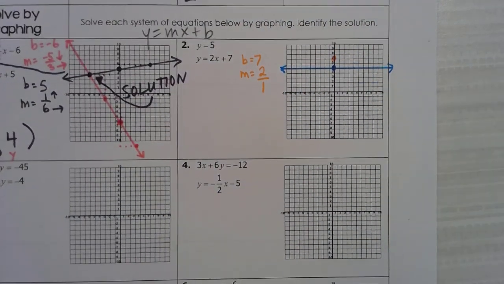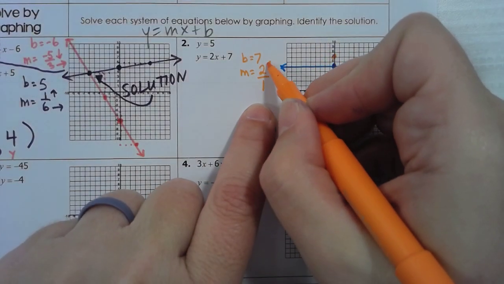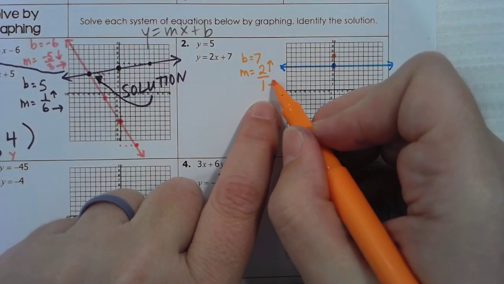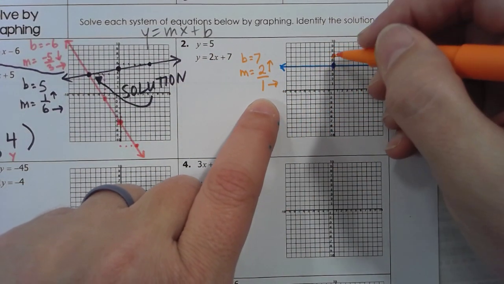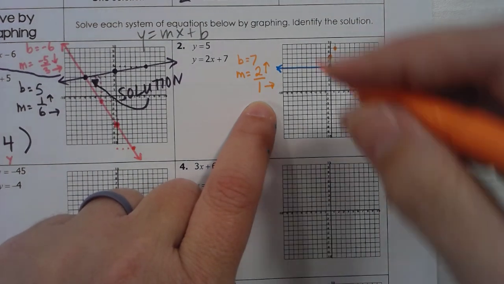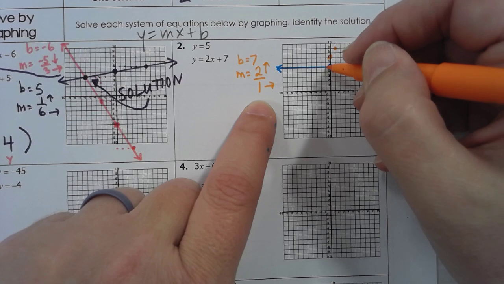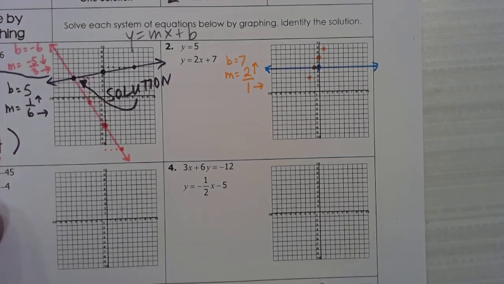What does that represent? Rise over run. So it's always up or down first, and then over. So we're going to go up 2, over 1. And I fall off the graph, so I'm going to go the other way. Down 2, back 1. Hey, look, I hit right on the line. Down 2, back 1. So that's probably enough.